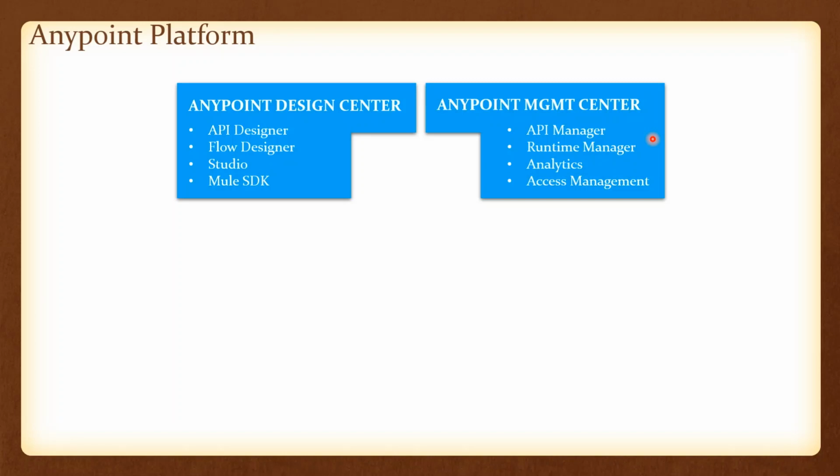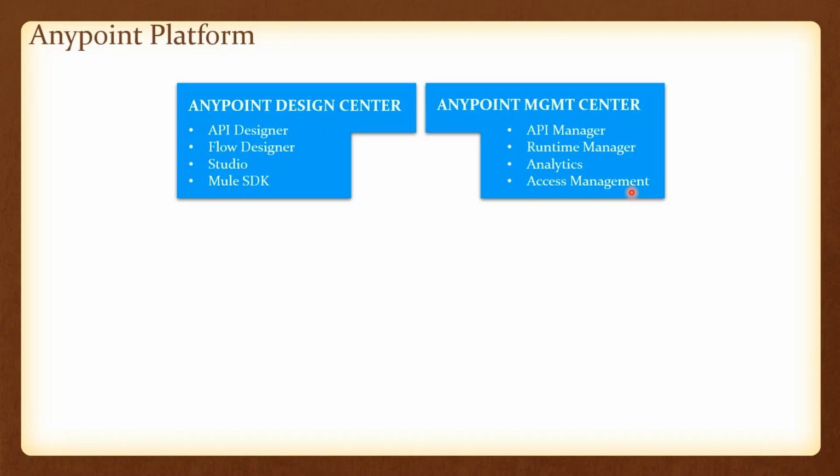The Runtime Manager also helps us in scaling the application horizontally or vertically by increasing the vCore size. Analytics related to the API usage, like the number of requests in a time frame or the HTTP status codes or any violations, are also provided by the Anypoint Management Center. Access management, as the name suggests, helps in providing roles and permissions to the user.